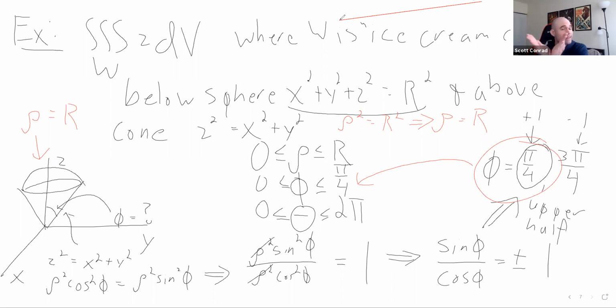We open up until we hit that cone. We need to find the equation of the cone. Well, it's phi equals pi over 4. Does everyone see that bit? That's really important that you understand how to do that. You take the equation of the cone, you convert it into spherical, and then you solve for phi, essentially, because the cones are always going to be phi equals a constant.